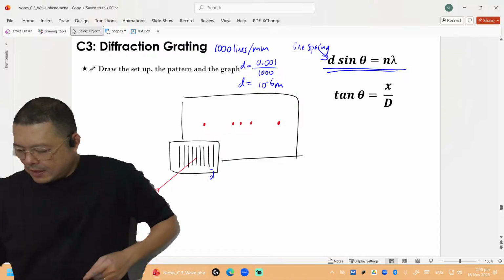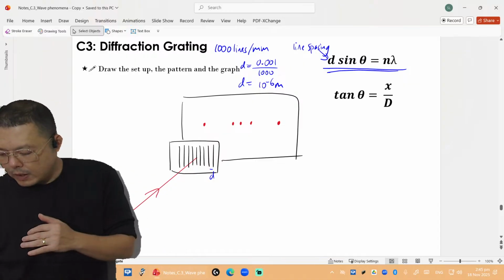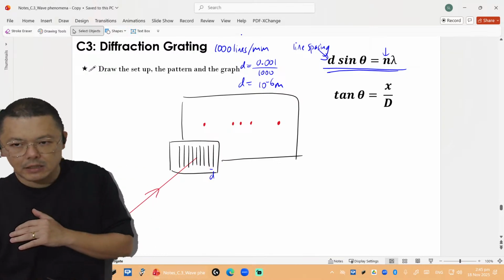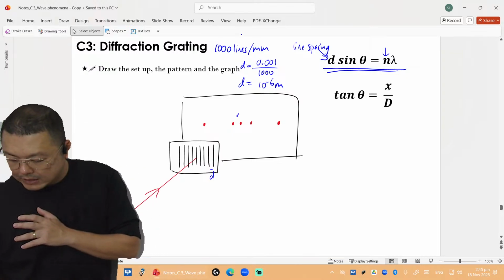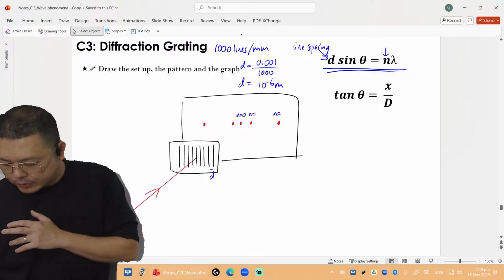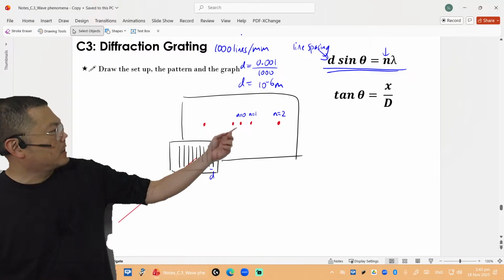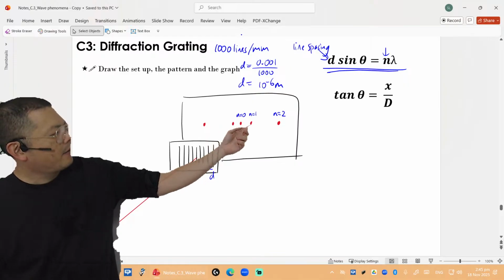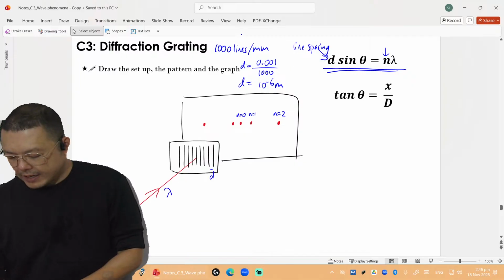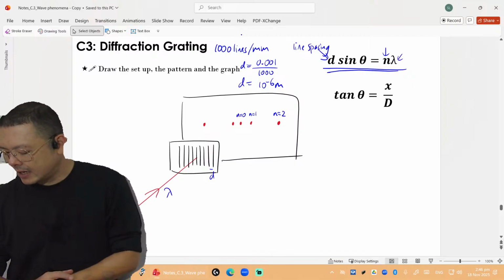Okay. Then, let's look at n. What's n first? I'll go into detail in a while, but what's n? n will be the order. So you have n = 0 in the middle, n = 1 here, and n = 2 here. So 0th order, central maxima, first order, second order, slightly further away. Lambda will be the wavelength, duh. So this one we understand, wavelength.